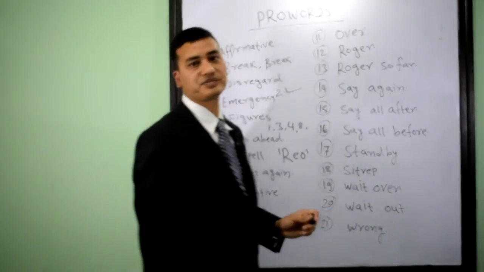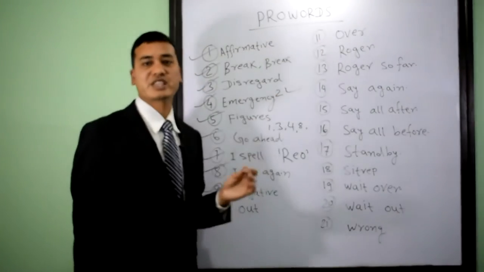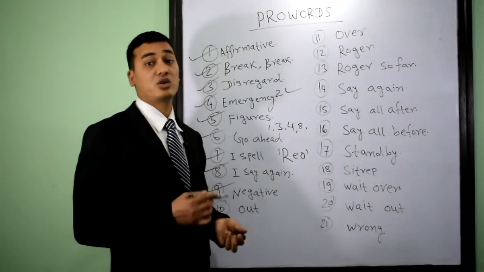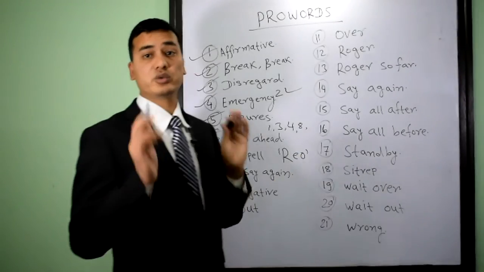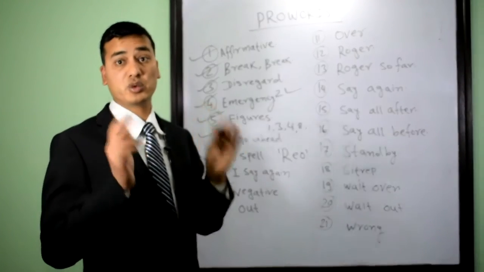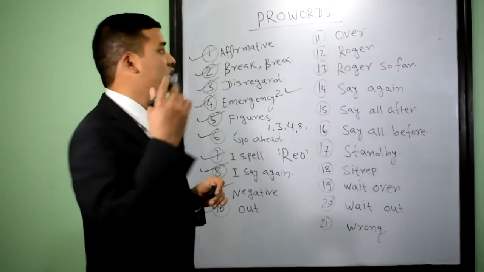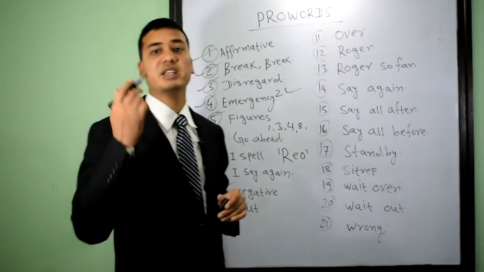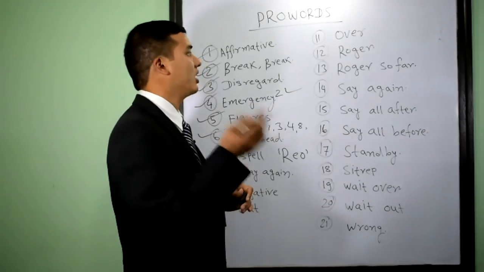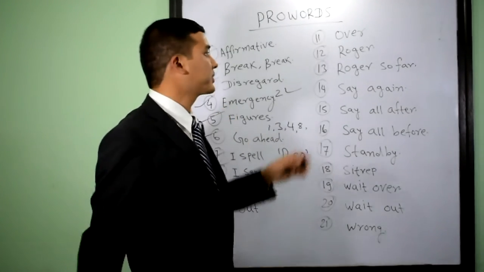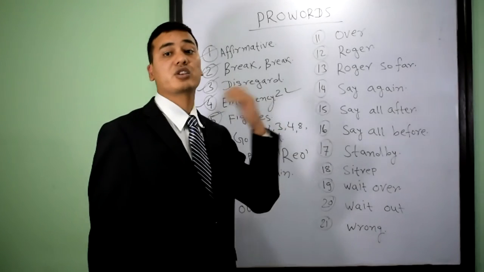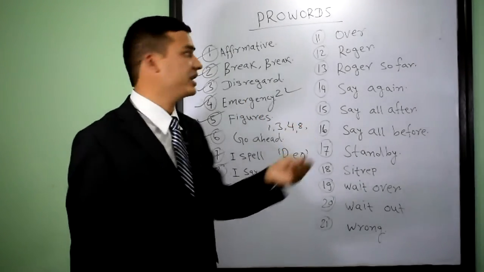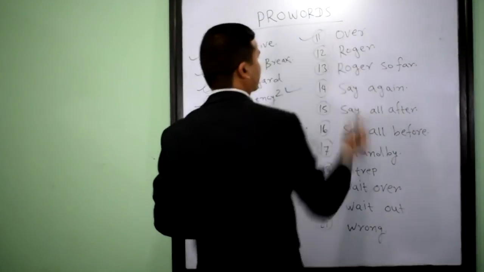Over. When you say Raj over on the radio, or Charlie over, Bravo over, it means you are inviting someone to come on the conversation. You are inviting him or her on the transmission. If you say Raj over, it means you are calling Raj to talk to you. Over means come to the transmission.